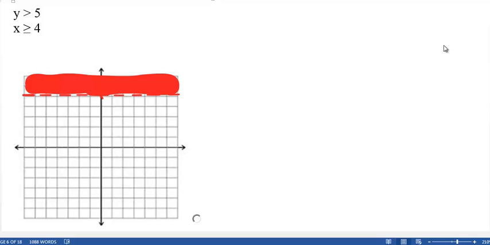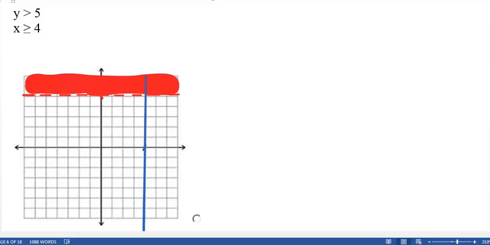We would then need to graph our second inequality, x is greater than or equal to 4. So since there's only one variable and the variable is x, our boundary would be a vertical line. And since our inequality is greater than or equal to, this boundary line would be a solid line.